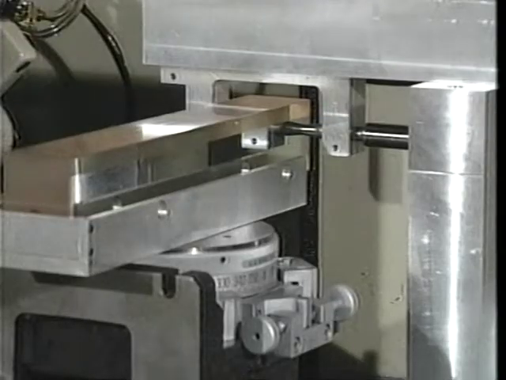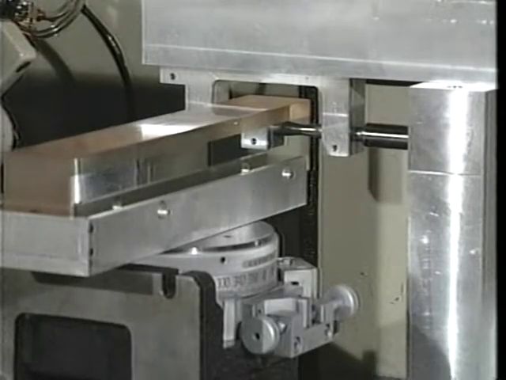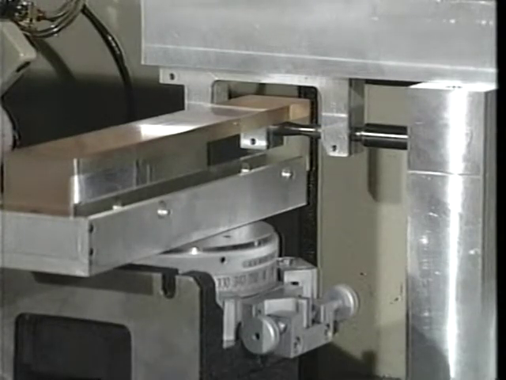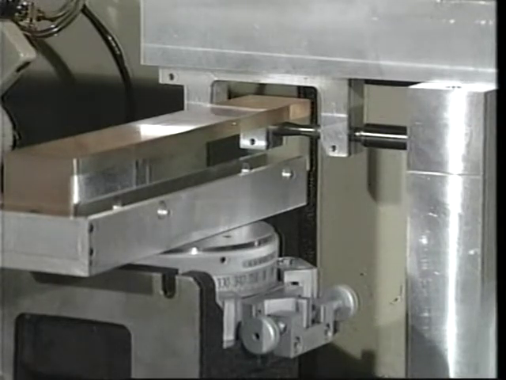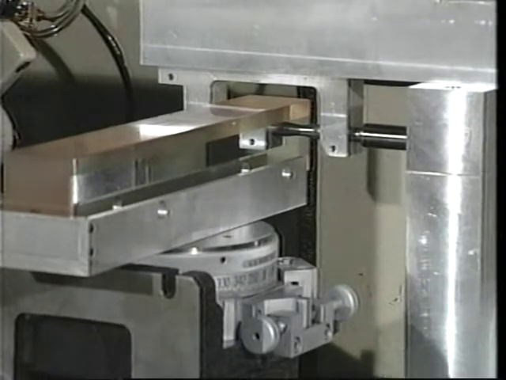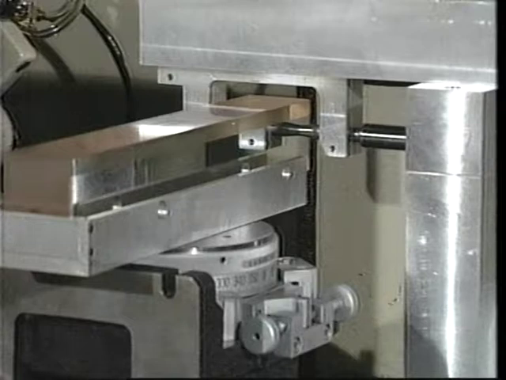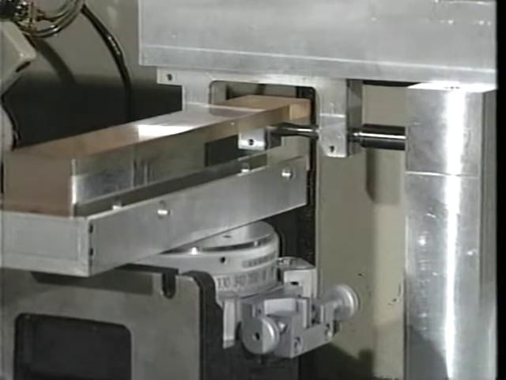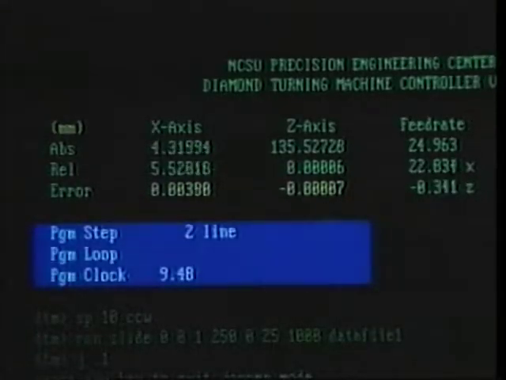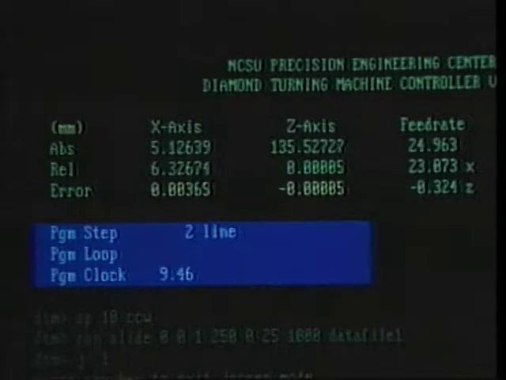In the first step, capacitance gauge data is collected as the x-axis traverses from 0 to 250 millimeters, moving the probe past the straight edge mounted to the stationary z-axis slide. The carriage speed is 25 millimeters per minute.